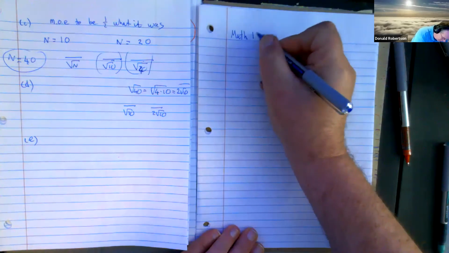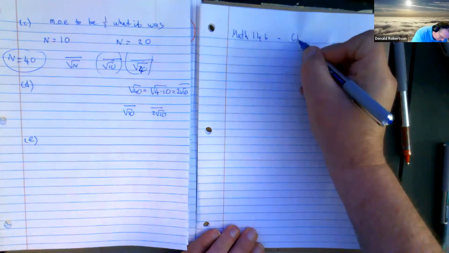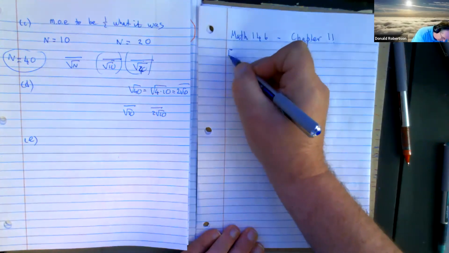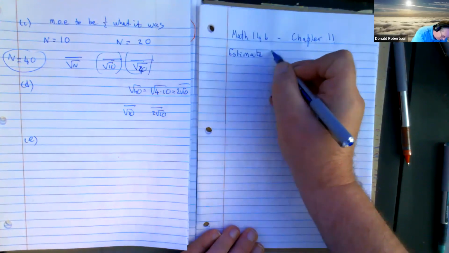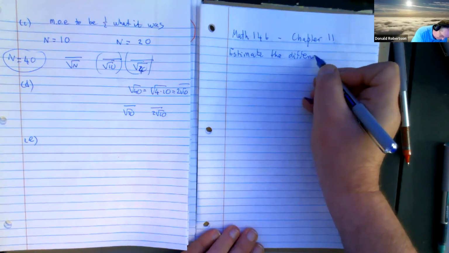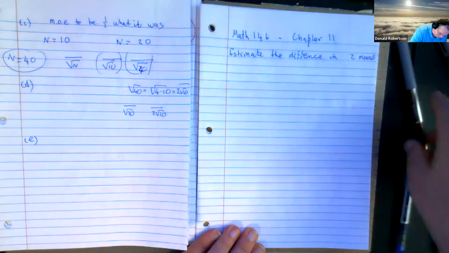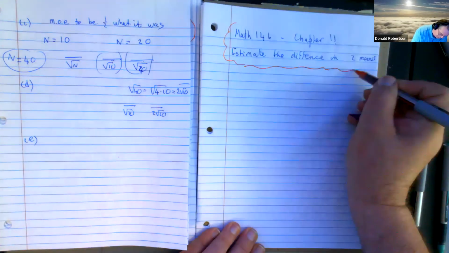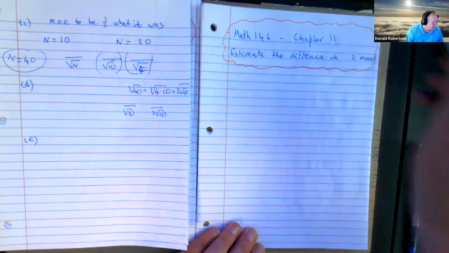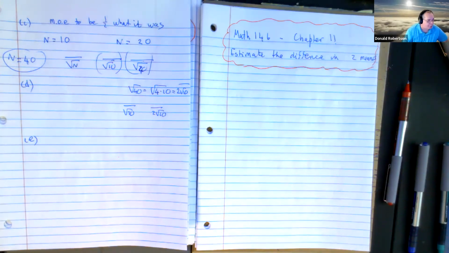Okay, so the next section that we're going to deal with is estimating the difference between two means. So it's going to be chapter 11 again. I'm not on the right page, am I? So it's going to be Math 146, chapter 11. And here we're going to estimate the difference in two means. So we know how to find the estimate for a single mean, but how do we upgrade that to estimate the difference between two different population means?